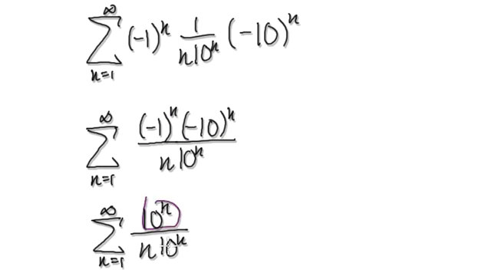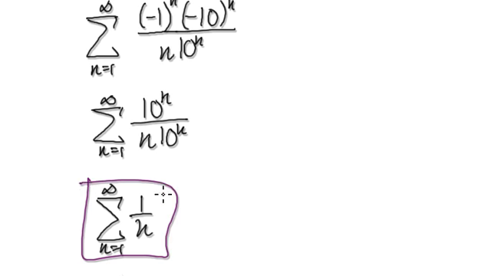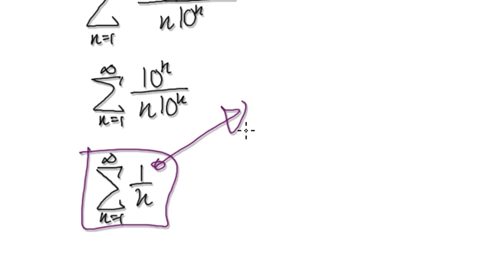So now 10 to the power of n, 10 to the power of n here, so the two will cancel out, leaving you with this. So this we've seen many times in the past. So this is going to diverge. So when x equals -8, the series will diverge.